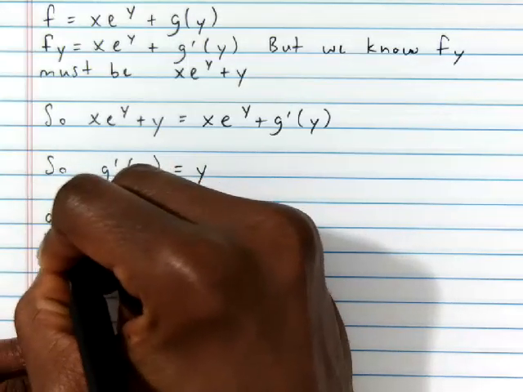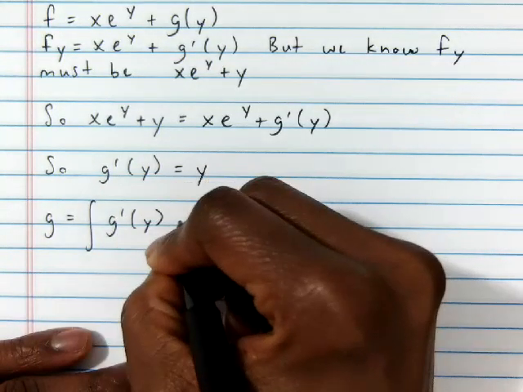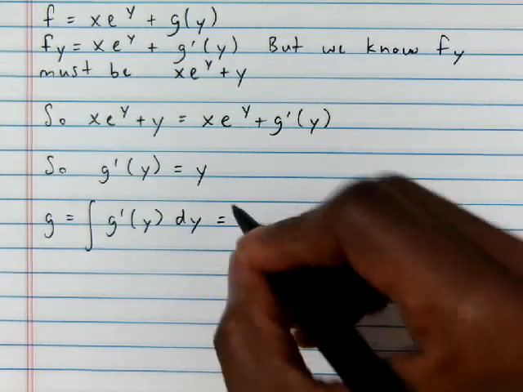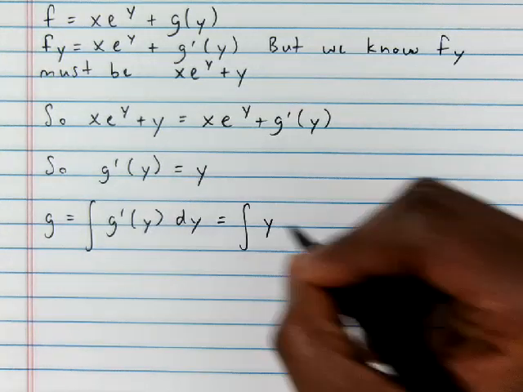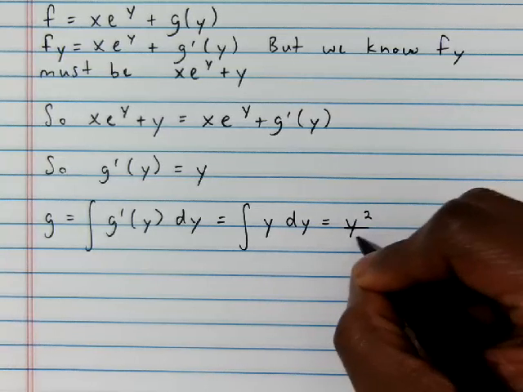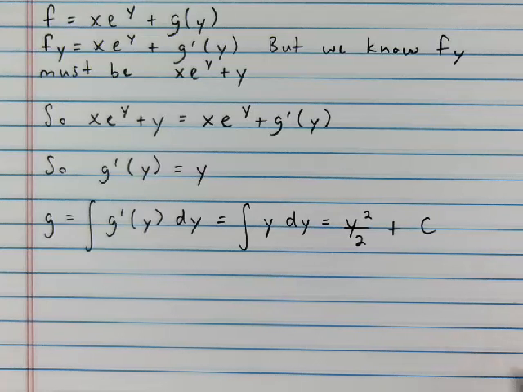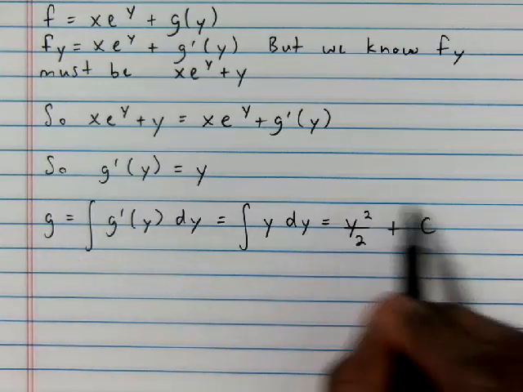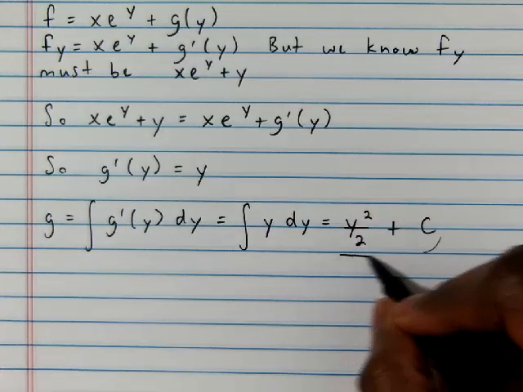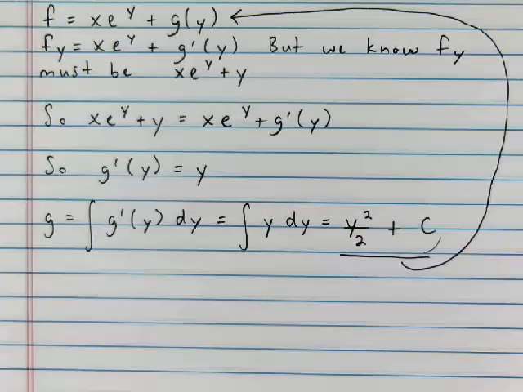So g will be equal to the integral of g prime of y with respect to y, which is just going to give us the integral of y with respect to y, which is going to give us y squared over 2 plus c, our constant of integration. And now we have g is this. So we're going to take this right here, put it right there, and then we have our function f.